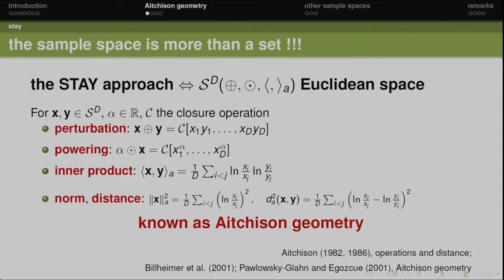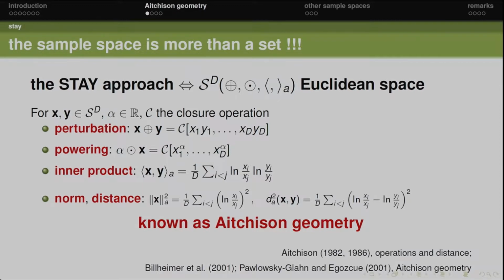So I hope that in the meanwhile it's clear that the sample space is more than a set. It's not just a set of numbers. It's a set of numbers with a certain structure. And if we want to compute distances, expectations or variances, we need to know if the structure we are assuming fits the sample space and thus the problem we are looking for.